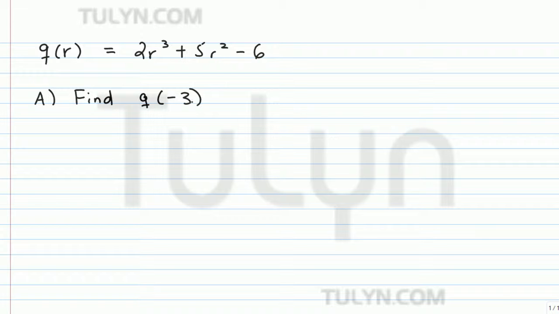Let's say I give you the function q of r, where r is the dependent variable, and that is equal to 2r cubed plus 5r squared minus 6. And I want you to do two things. First, for part a, I want you to find q of -3, and for b, I want you to find the value of q when r is equal to 2.